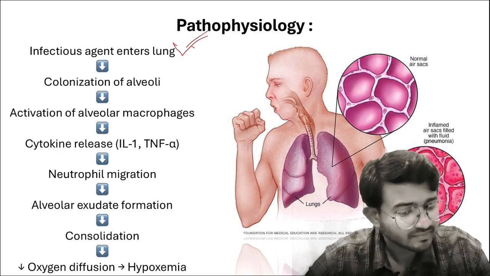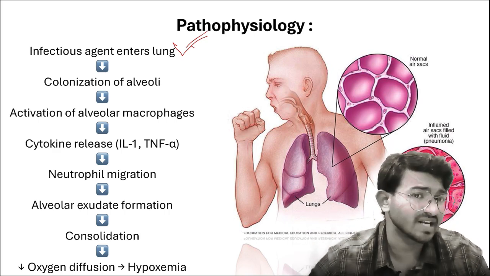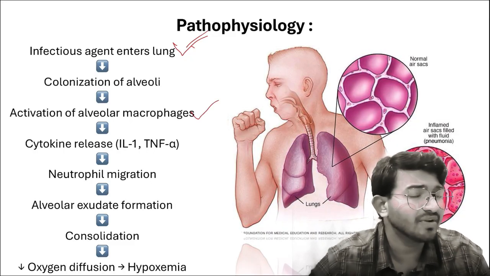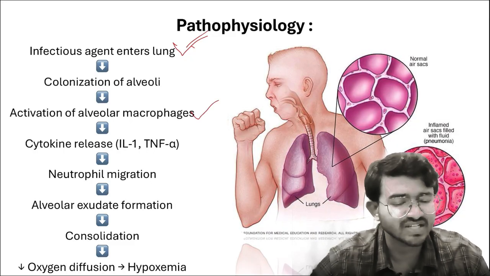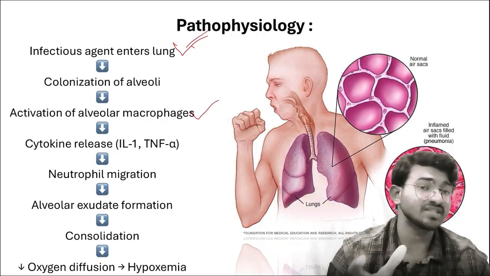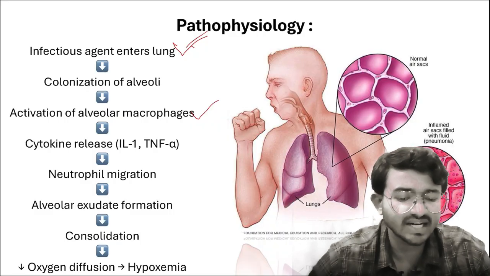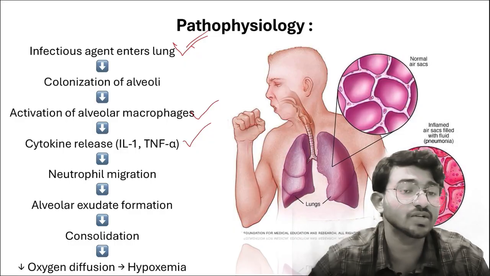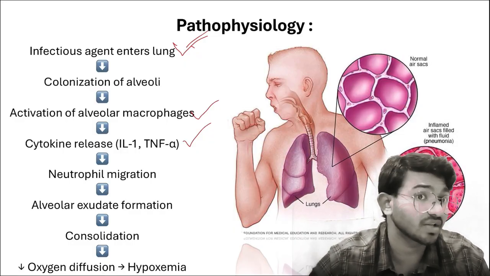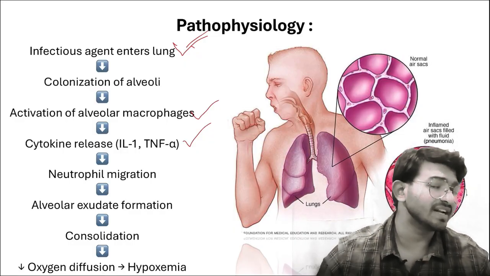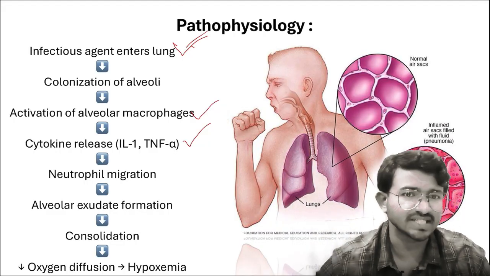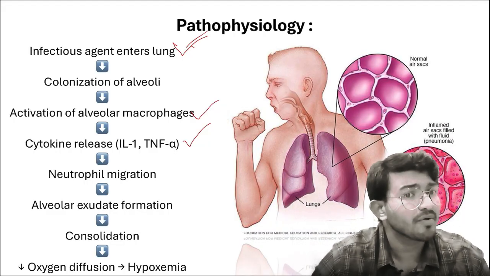Next, whenever any microorganisms enter your alveoli, your body will activate a defense. In the alveoli, we can see some macrophages. The macrophages will help for defense. Then they will release some cytokines like interleukin 1 and tumor necrosis factor alpha. Because the macrophage is releasing interleukin 1, because of inflammation, the patient will have fever.